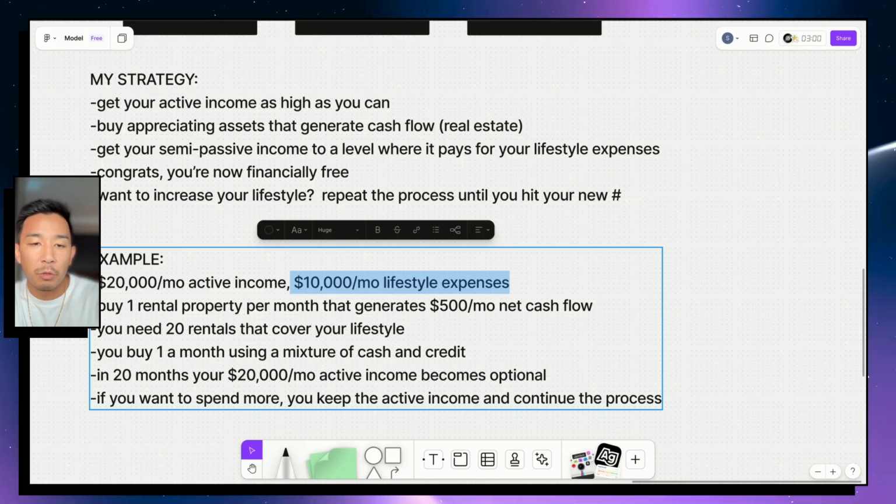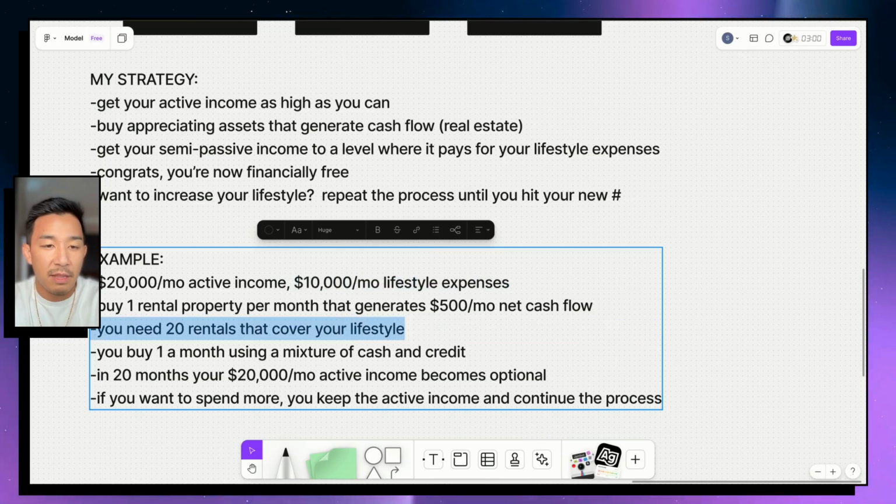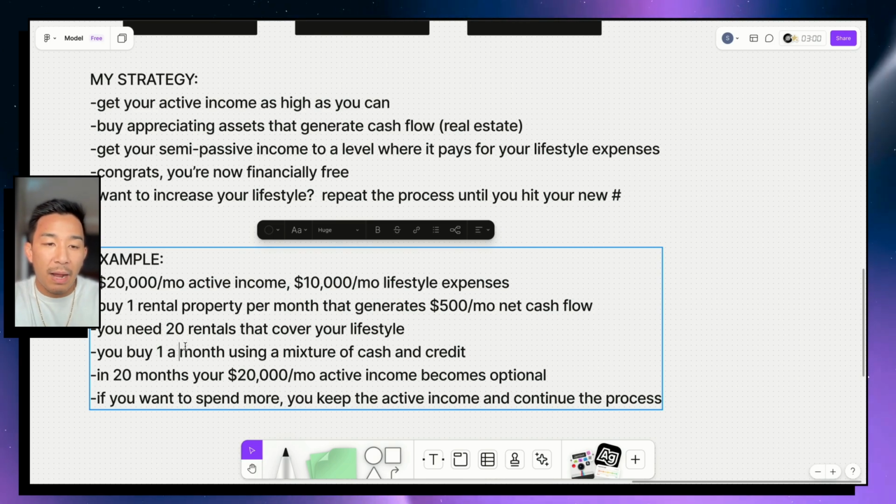But you buy one rental property per month that generates $500 a month in net cash flow. Okay. Now, if we're looking at the $10,000 a month lifestyle expense, you would need 20 rentals to cover that lifestyle expense, and then you're financially free. Then this becomes optional, right? So you need 20 rentals that cover your lifestyle. You can buy one a month using, like I said, a mixture of cash and credit.